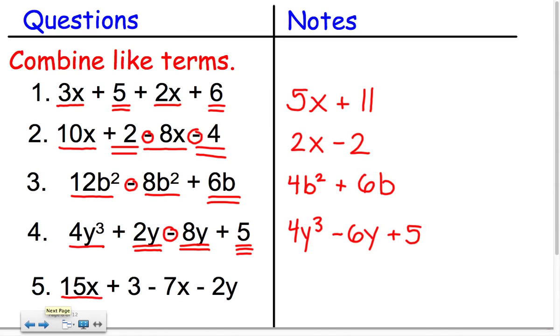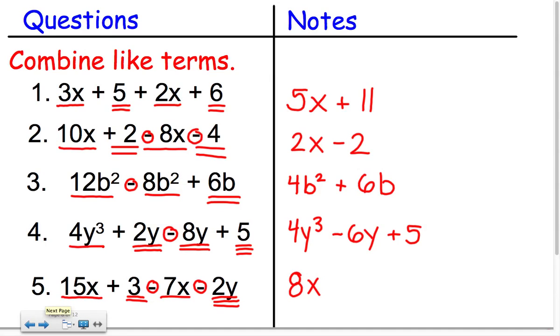15x can also be combined with negative 7x. And then 3 is by itself as well. I'm going to put 2 lines under that one. And then negative 2y again is different as well, so that will have 3 lines. 15x minus 7x is 8x.